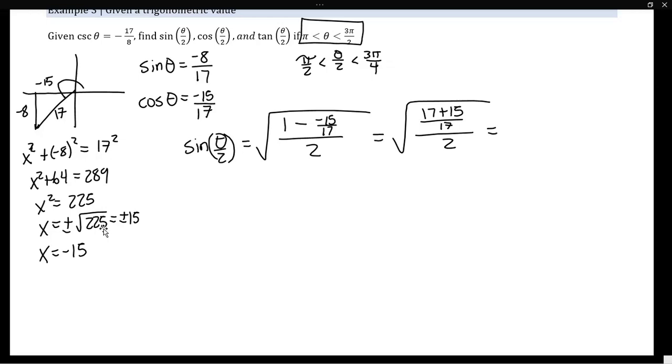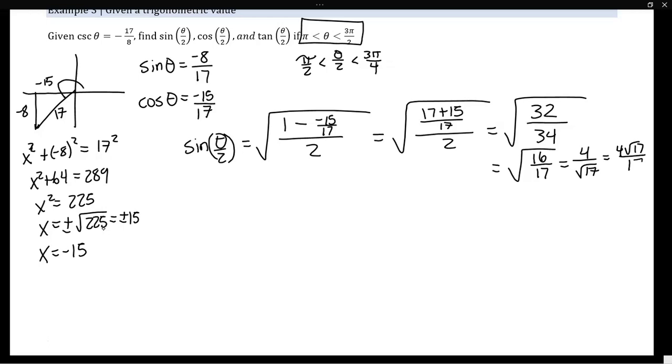And that is the square root of 32 divided by 34, which, 2 divides into both of those. So the square root of 16 divided by 17, which is 4 over the square root of 17. Or you could also tell me 4 square root 17 divided by 17. Now, there are two ways to do this from here. You could either make a right triangle out of the 4 root 17 over 17, where the opposite is 4 root 17 and the hypotenuse is 17, and then solve for the other side and use that as your adjacent and get cosine.